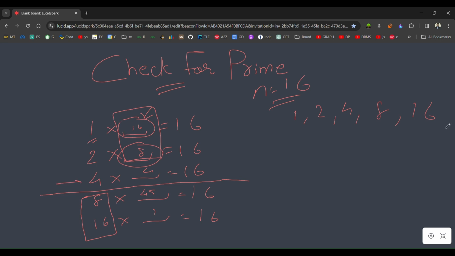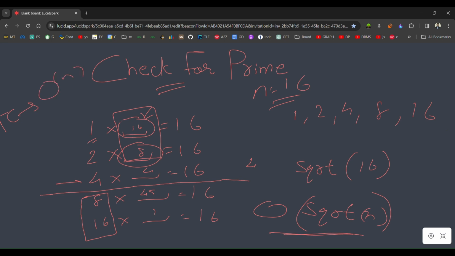And what is this number? What is 4? 4 is the square root of 16. So basically, we just have to loop till 4, right? So we just have to loop till square root of n, and then we will be checking if there is a divisor or not, or if there is a factor or not, right? So that's how you are going to solve this in O of square root of n time complexity. So we just reduce the time complexity from O of n to O of square root of n.